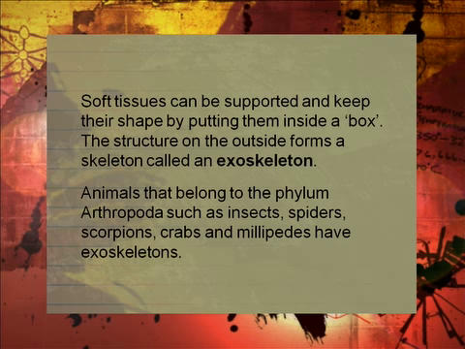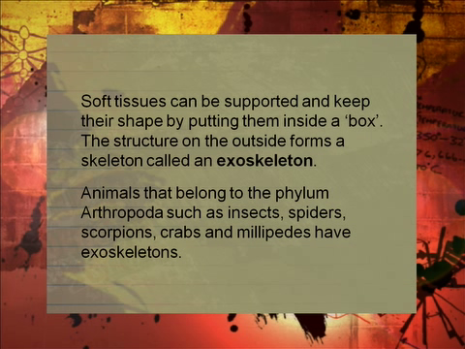Hi, welcome back. We're looking at support systems in animals, and before the break we looked at the hydrostatic skeleton. Now we're going to focus on the box structure, which is like a shell structure. You might remember learning that from technology in the lower grades, and this is the example of the exoskeleton. So soft tissues can be supported, they can keep their shape if you put them inside the box, and that structure around the animal is the exo or outside skeleton.